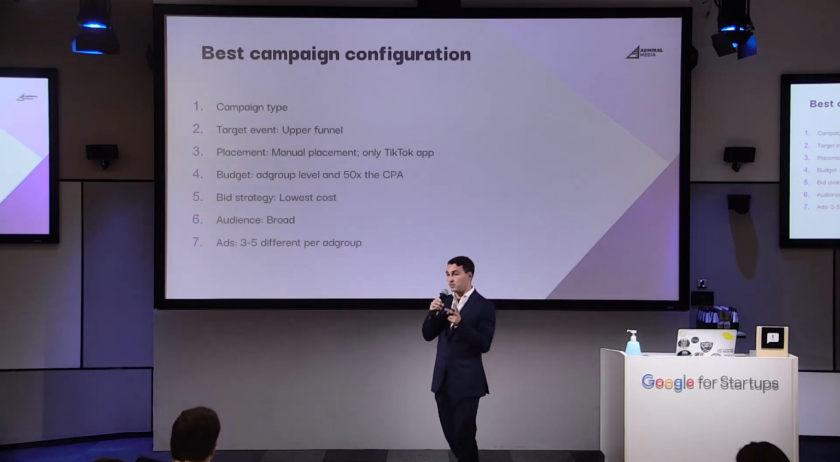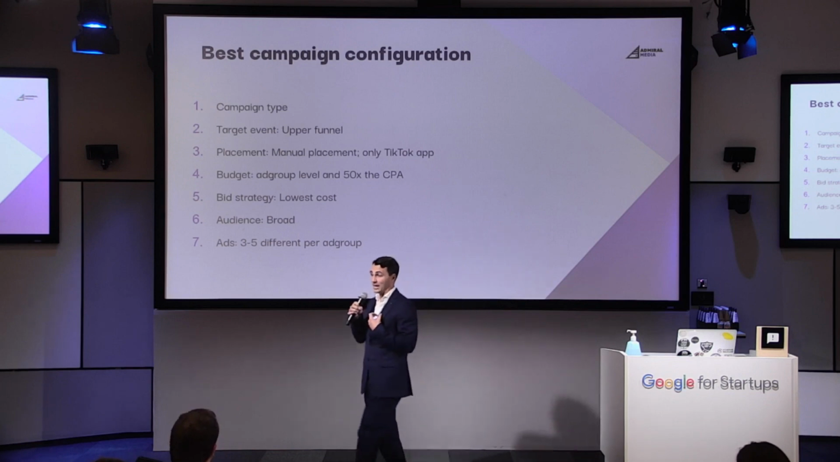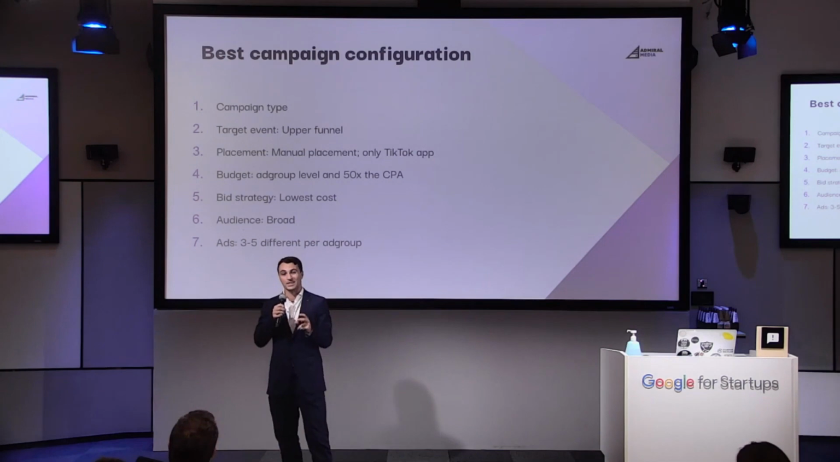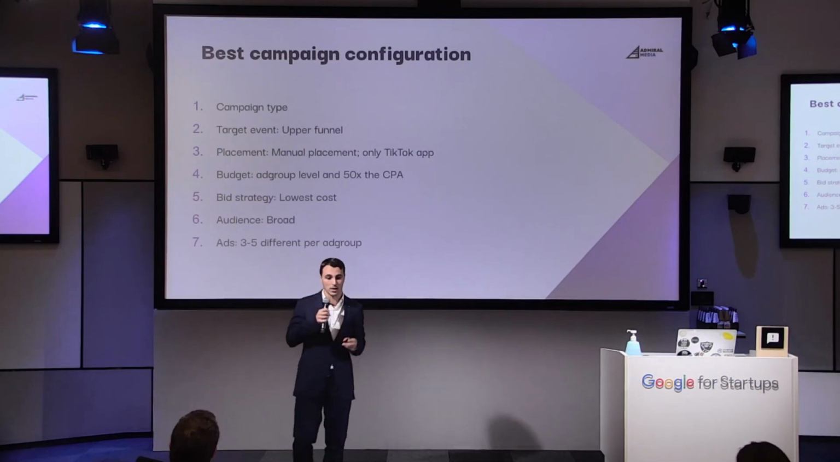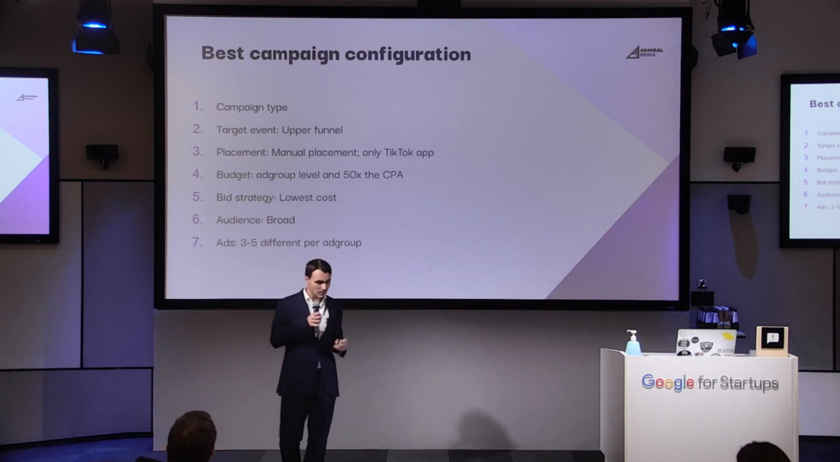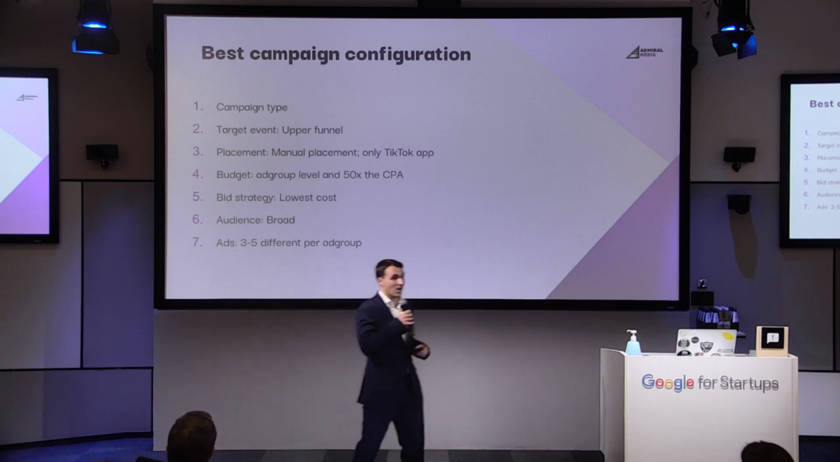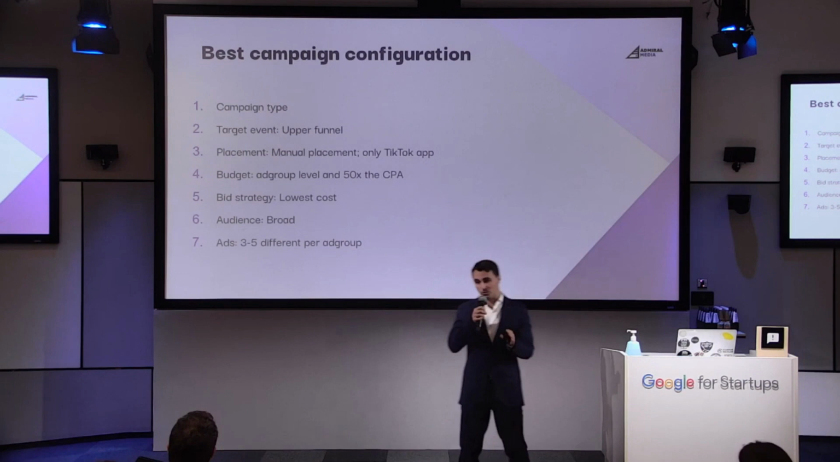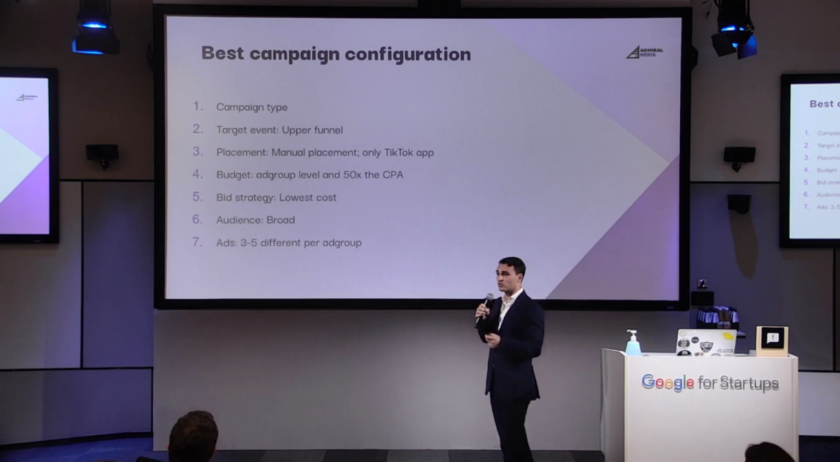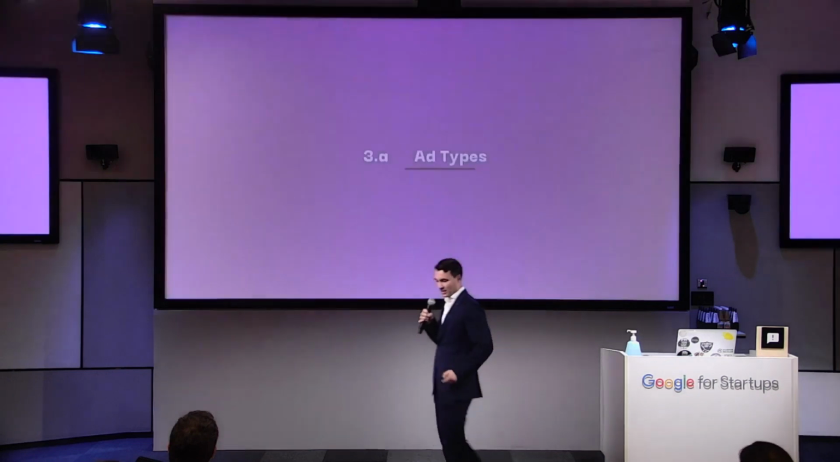Finally, the audience: keep it broad. I'm not saying let's not use lookalikes, because lookalikes are great, especially in TikTok, but keep it as broad as possible, because the algorithm is good enough already to select the user. And finally, and we're going to talk a lot about ads now, keep to 3 to 5 ads per ad group. Then the algorithm has the opportunity and the chance to choose the best performing creative.